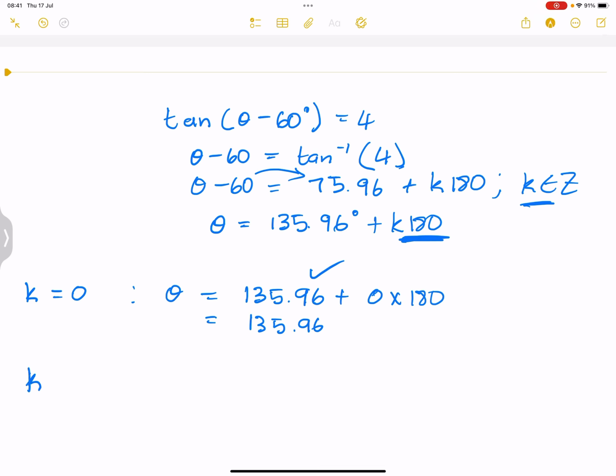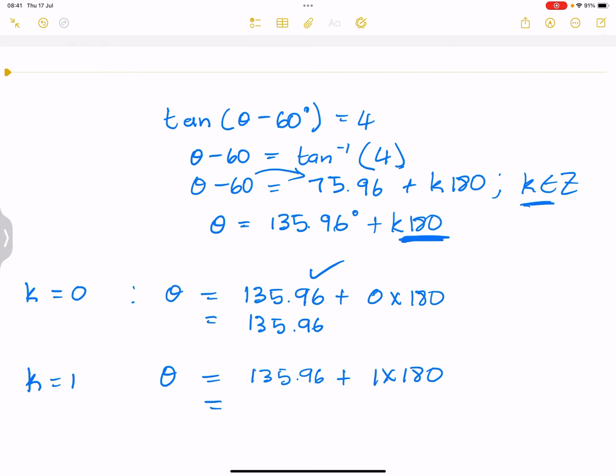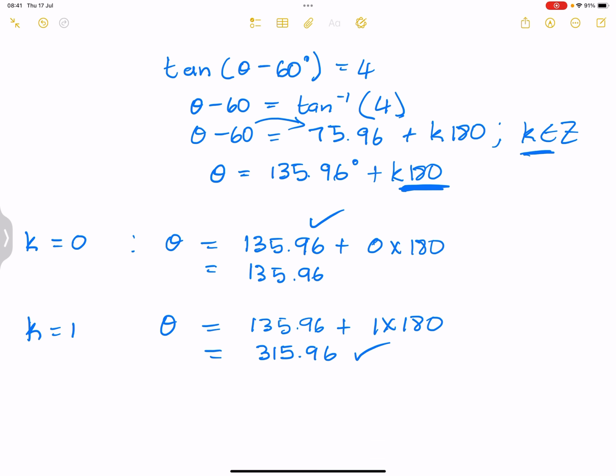So if I say k is equal to 1, theta would be 135.96 plus 1 multiplied by 180. Now, please note in this case, I've got 180 plus 135.96, that gives me 315.96. The question is, does it fit the restriction, or rather the interval? And definitely it is between 0 and 360, so that looks like it is a solution as well.